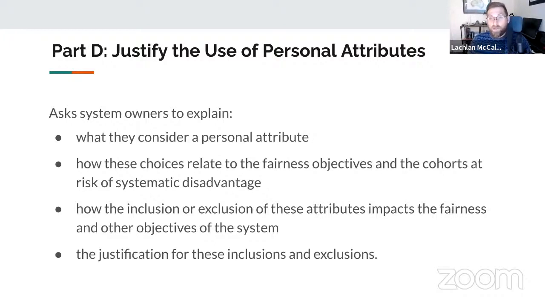The inclusion or exclusion of a personal attribute, as we know, is a trade-off decision. Again, when we started, there was a general sense with the banks of just, great, let's never use personal attributes, that one's solved. As we know, of course, fairness through unawareness is an ineffective strategy in general at minimizing systematic disadvantage. So in this section, the banks are faced with a trade-off often between a fairness objective on one hand and a privacy concern on the other. So we ask the banks to justify their operating point in that trade-off.